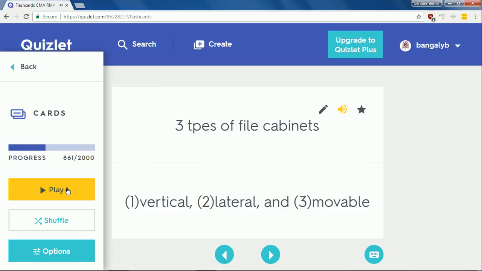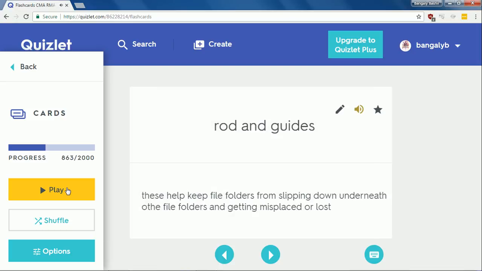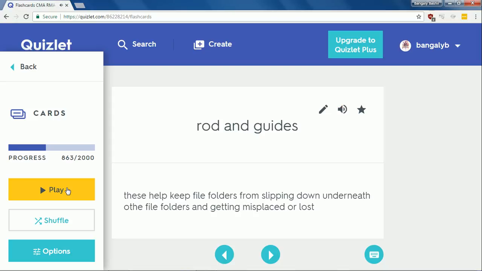Three types of file cabinets: vertical, lateral, and movable. Vertical files are cabinets that have pull-out drawers where files are stored. Files are retrieved by lifting the appropriate file up and out. Rods and guides help keep file folders from slipping down underneath old file folders and getting misplaced or lost.